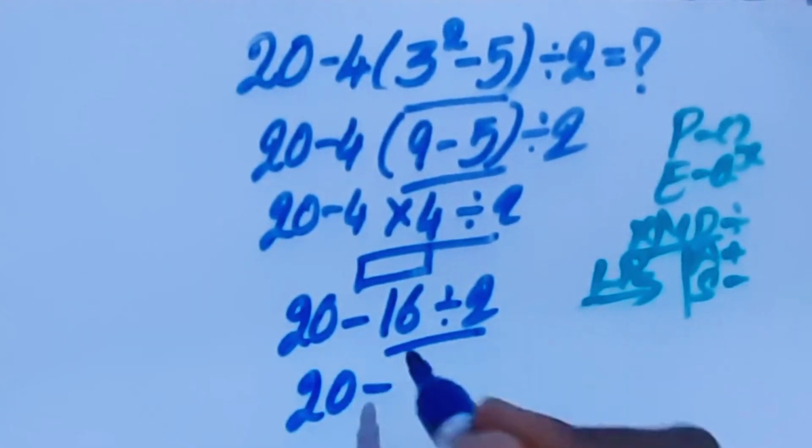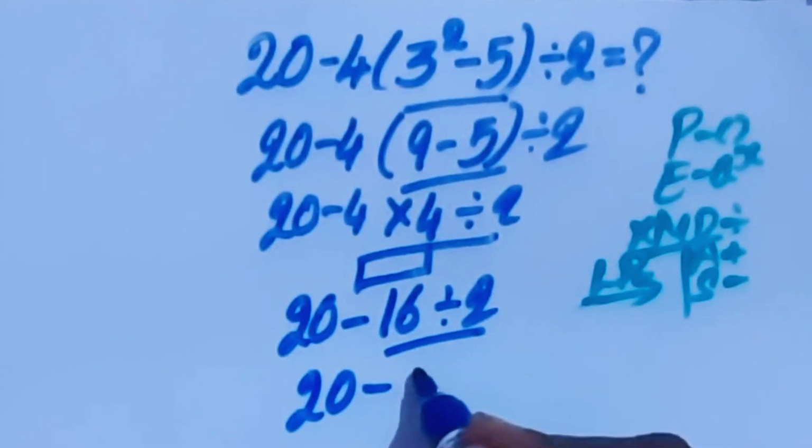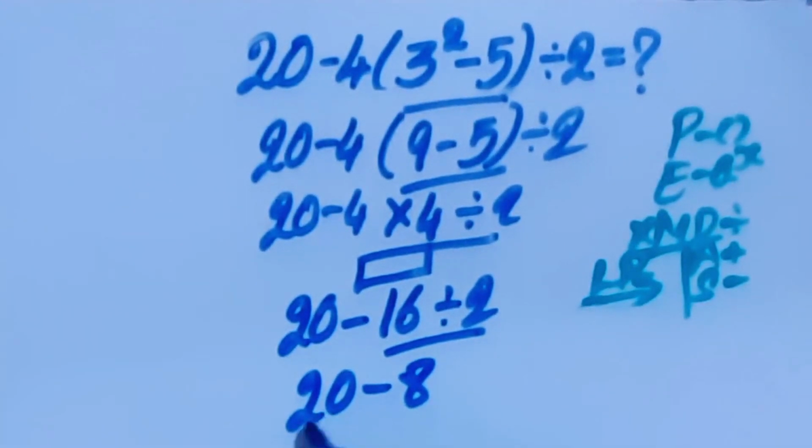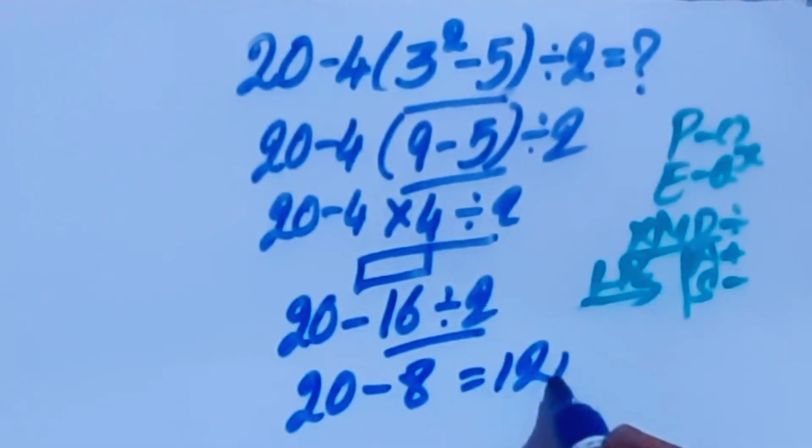Here 20 minus 16 divided by 2 is 8. Here 20 minus 8 is 12, which is the correct answer.